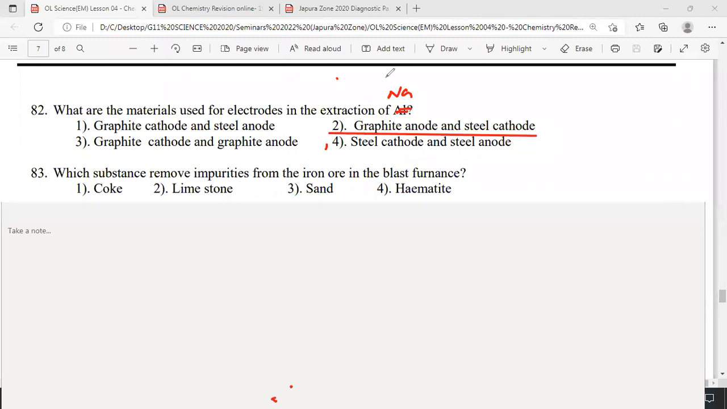Okay, blast furnace. The answer is limestone. To remove impurities, we use limestone. Question number 83, answer is second. Very good, those who have replied on chat. Imasha also correct. So this is what happened. Look at the screen, everyone.